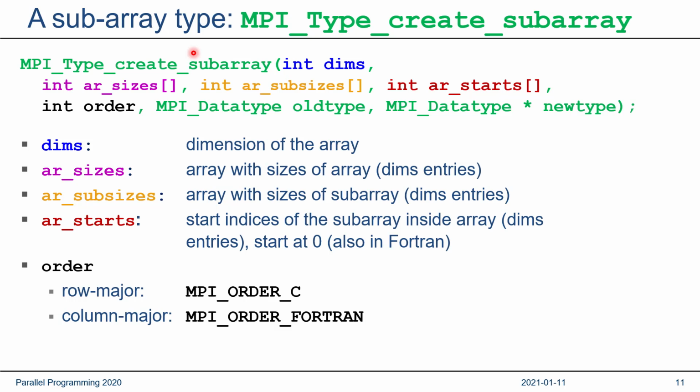So MPI_Type_create_subarray is for creating types that comprise parts of multidimensional data structures.